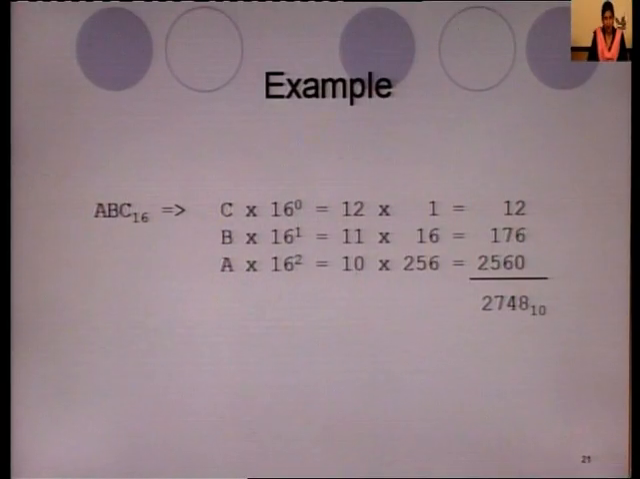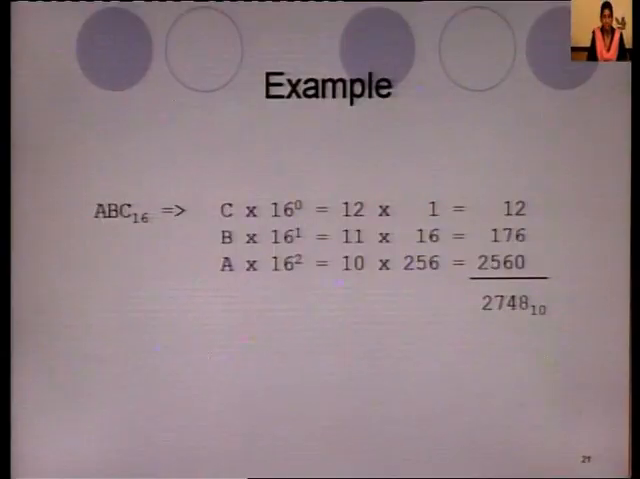So we will multiply C by 16 raised to power 0, B into 16 raised to power 1, A into 16 raised to power 2. That is, C into 16 raised to power 0 is equal to 12 into 1, that is 12, because C is represented by 12 in decimal number system. Again B is represented by 11. 11 into 16 raised to power 1 is equal to 176, and then A is represented by 10. 10 into 256 is equal to 2560.